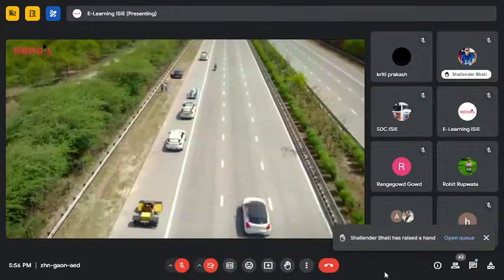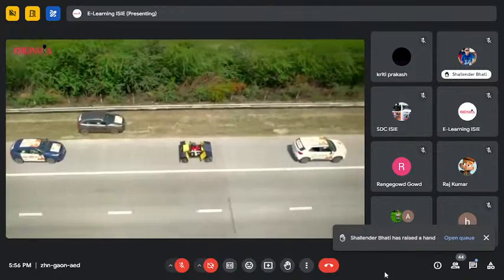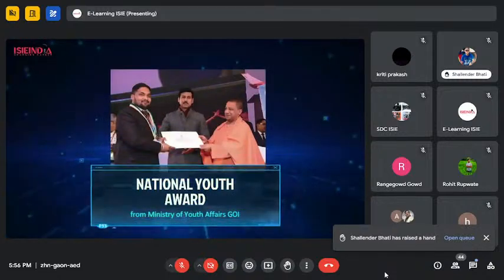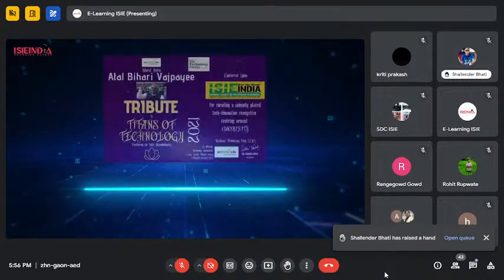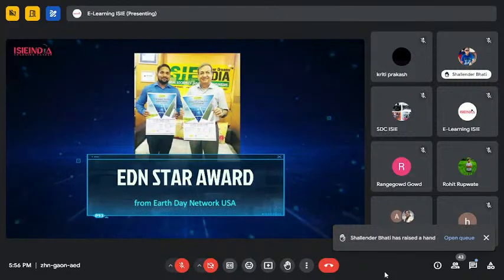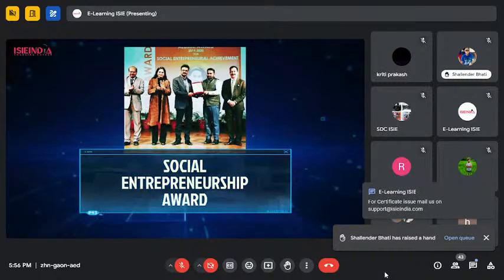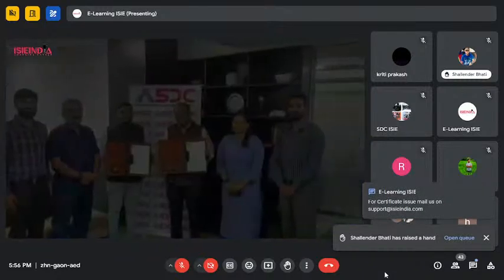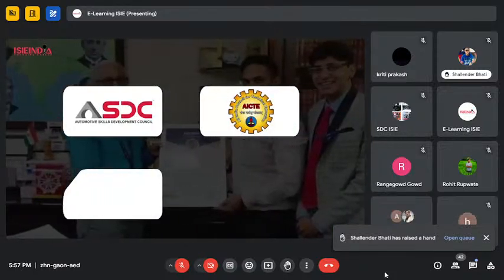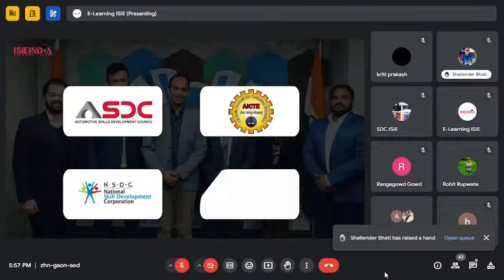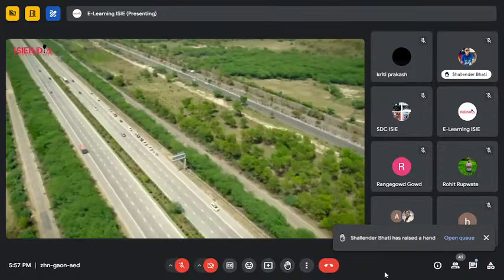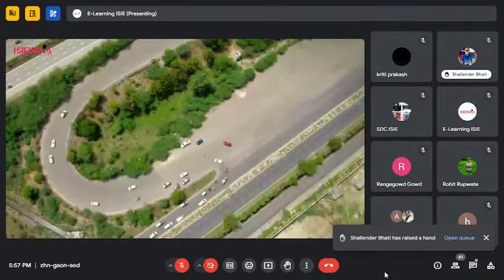For our contribution towards building a sustainable way forward in EV, we have received recognitions such as the National Youth Award from the Ministry of Youth Affairs, Government of India, the Titans of Technology Award, the EDN Star Award from Earth Day Network USA, and the Social Entrepreneurship Award. And we have also joined hands with the Automotive Skill Development Council, All India Council for Technical Education, National Skill Development Corporation, Ministry of New and Renewable Energy, and various automotive industries, which validate our global impact and commitment towards excellence.